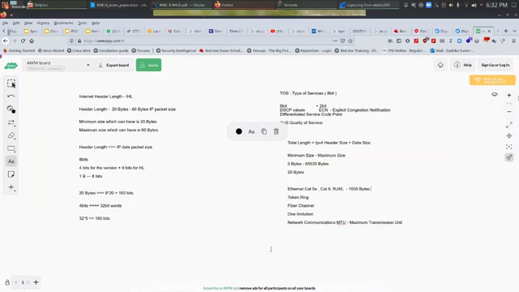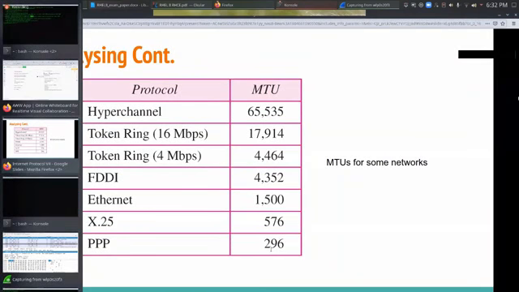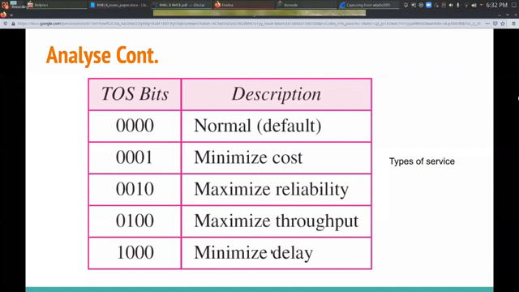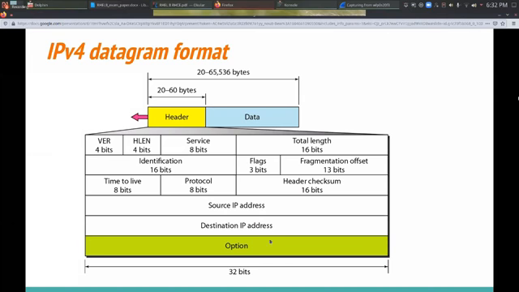Are you clear, guys? Yes, sir. So this is what I want to show you. The next item is the total length header, which contains 16 bits. If you look at the size, 4 into 4, 8, 8 into 8, 16, 16 into 16, 32. So here we have 32 bits of data in this particular IP header.